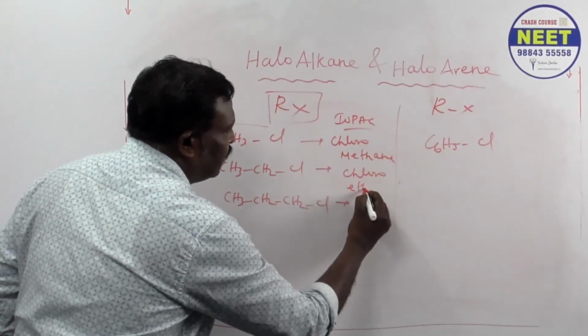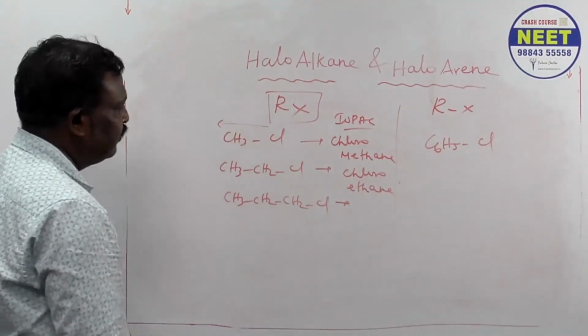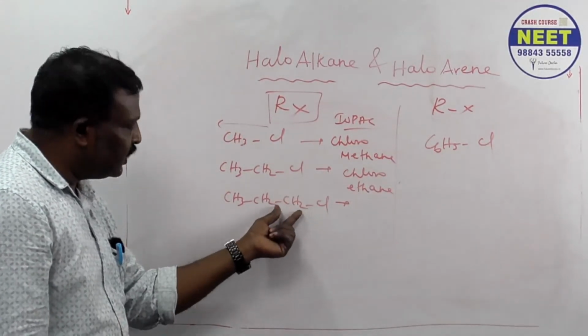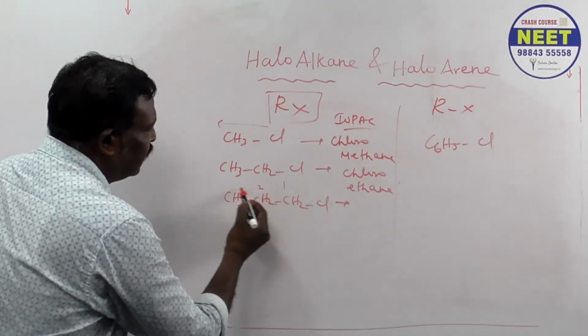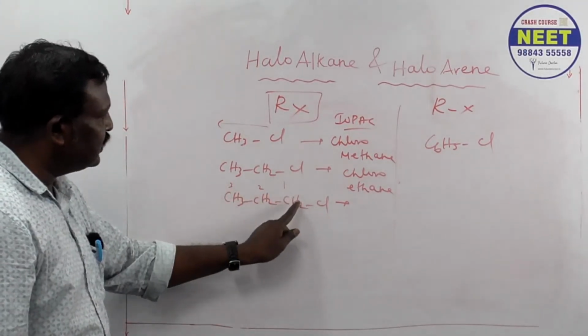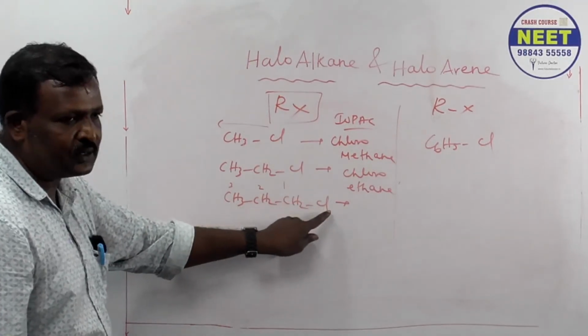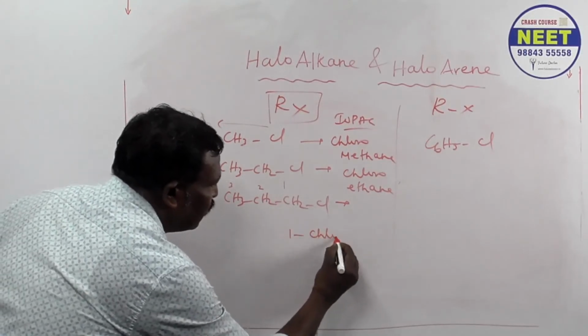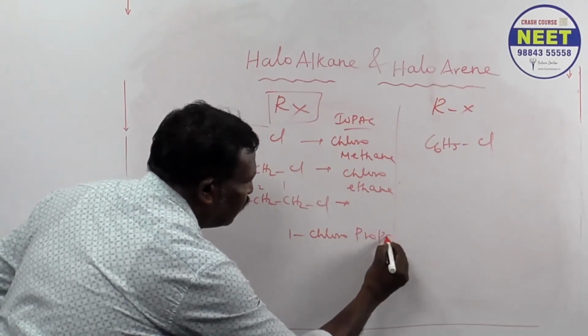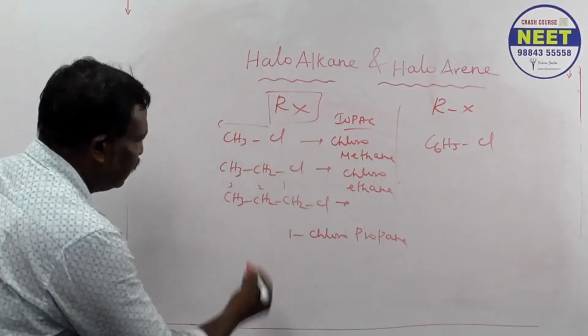Chloro, next one. Chloro, two carbon means what? Chloroethane. When you come to the third carbon, we have three carbon, no? If you have three carbon, you give the numbers 1, 2, 3. So in this carbon only chlorine is attached, no? So it's the first carbon. So we can say what? 1 chloro. How many carbon? 1-chloropropane. Understood? It goes on like that.